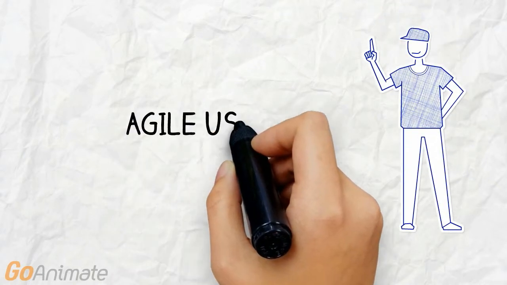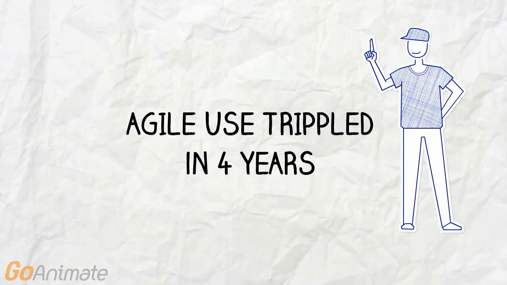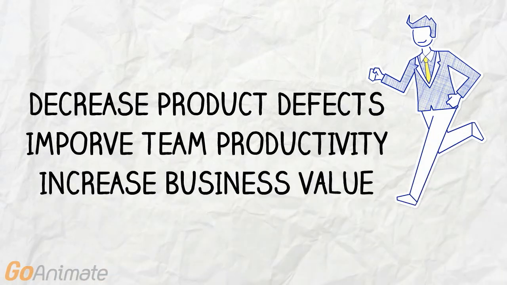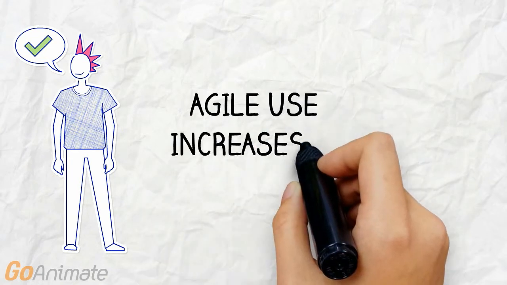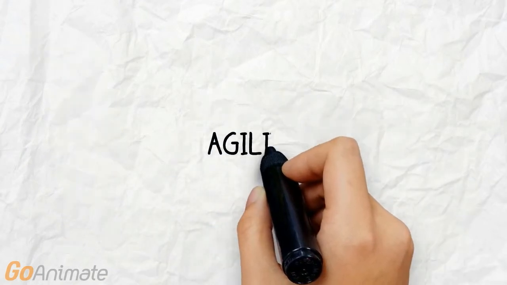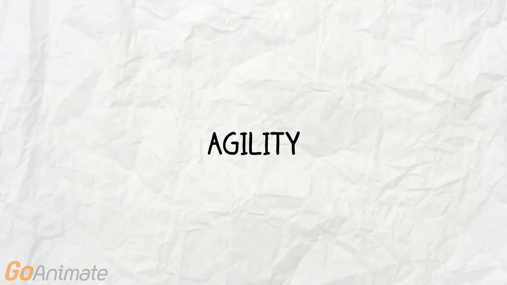Research by the Project Management Institute showed that Agile project management tripled from 2008 to 2011. Agile can help decrease product defects, improve team productivity, and increase business value. Agile project management is projected to increase even more in the future. Agility will become the new norm for entire organizations.